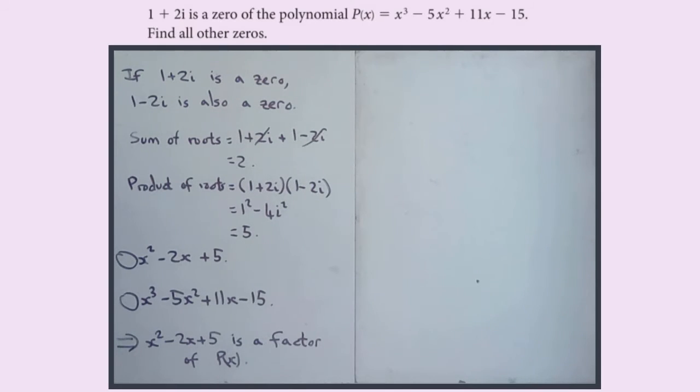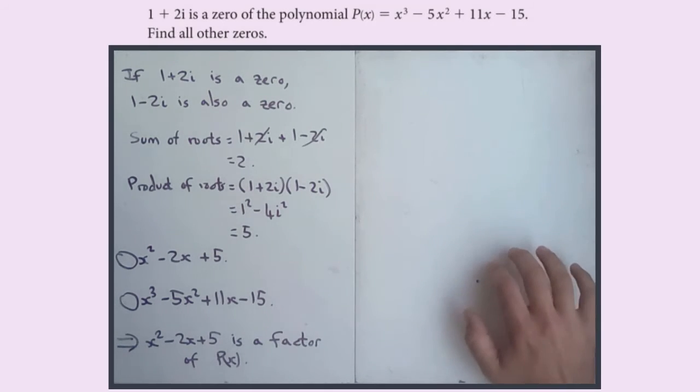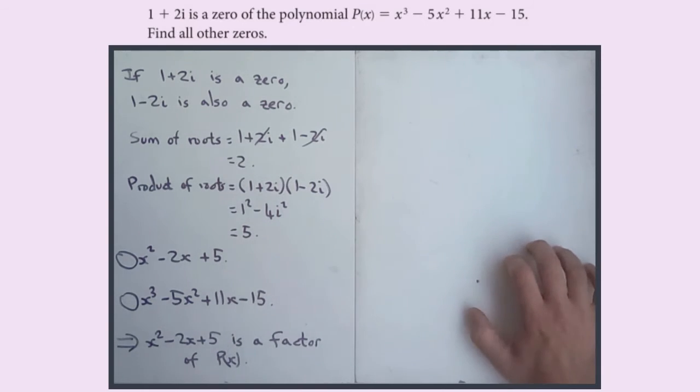Okay, so now you have choices. We need to find one more. It's a cubic, there's only one more, and it's going to be real. Complex roots go around in pairs. So you could use long division, so you could get your polynomial x cubed minus 5x squared plus 11x minus 15 and divide it by x squared minus 2x plus 5, but really that's a bit over the top for what we're trying to do. So the easiest way to do it is to write it something like this.